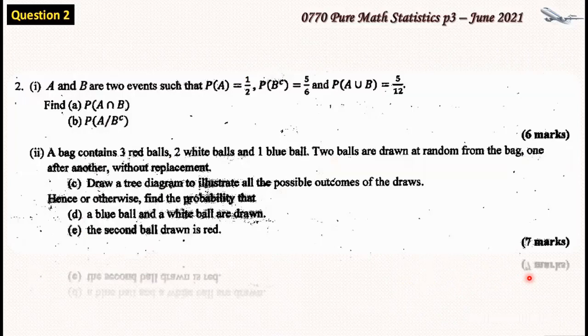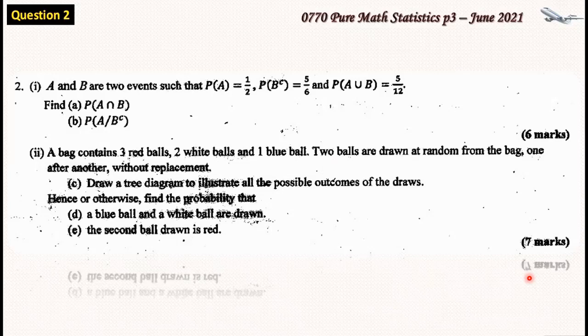So guys, now welcome to question number 2. In this question, we have A and B are 2 events such that P of A equals a half and P of B complement is equal to 5 on 6. The probability of A union B is equal to 5 on 12. The first part of the question: find the probability of A intersection B. Then the probability of A given B complement.